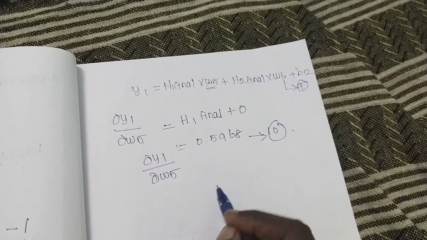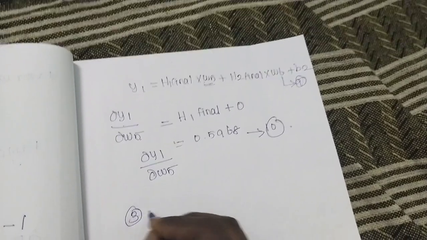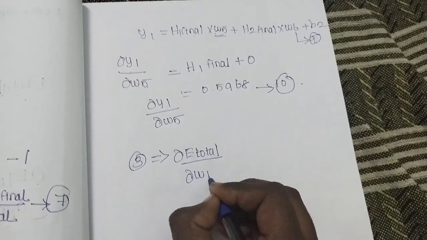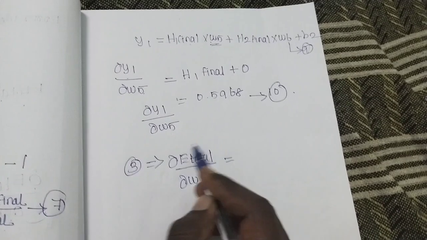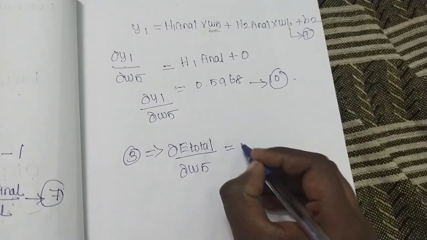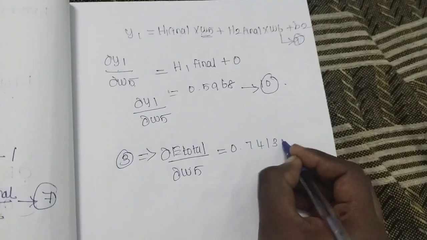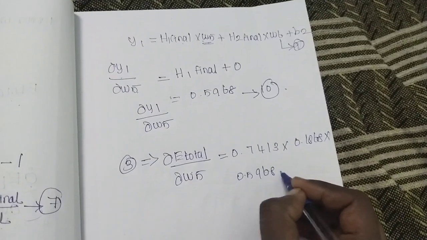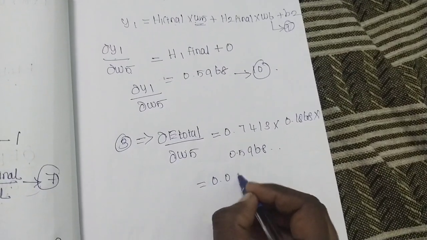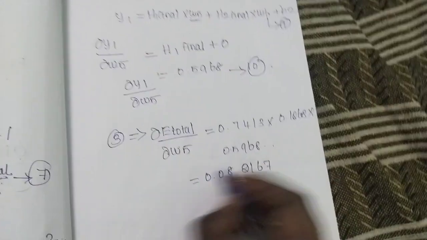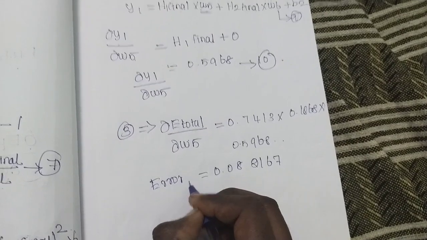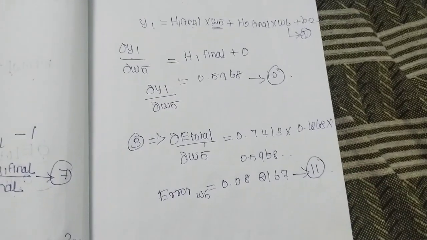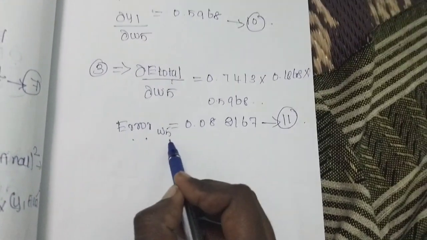Now substitute all the values in equation number 3. Equation number 3 is dou E total divided by dou W5, because we calculated all the values using this. So substitute all the values: 0.7413 into 0.1868 into 0.5968. You finally get 0.082167. So this is the error in W5. This is equation number 11. Finally, we got the error in W5.